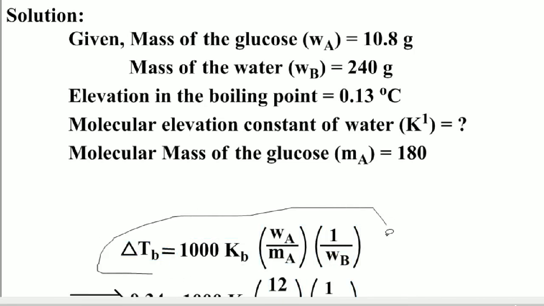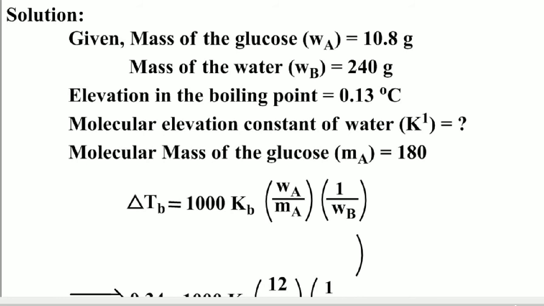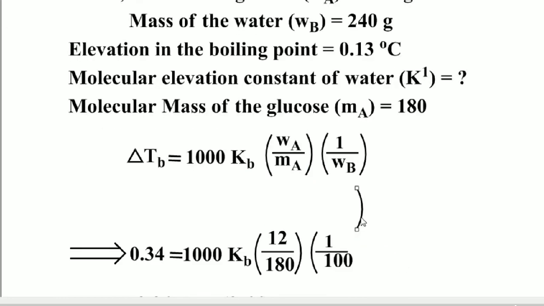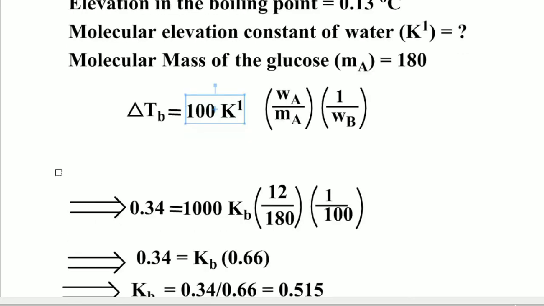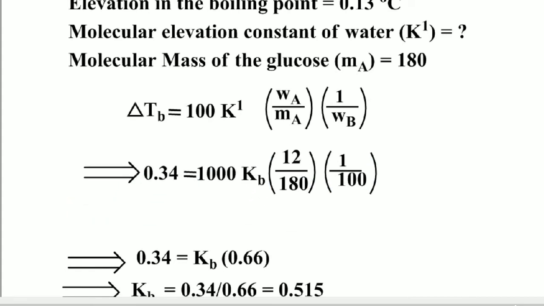So students, from video module 11 we know that delta TB is equal to 1000 into K dash into WA by MA into 1 by WB. Now students, we can substitute all the given values in the above equation.